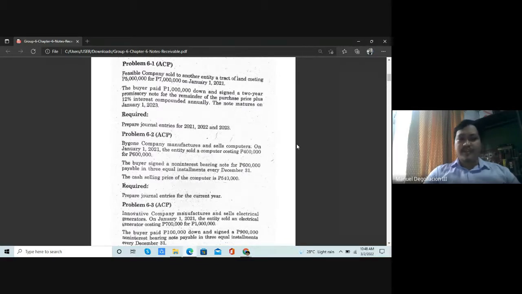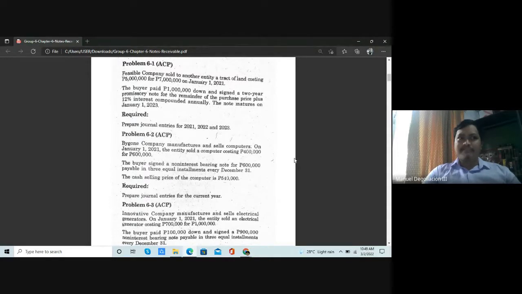So regardless of how long we will be able to actually collect our accounts receivable, the thinking there is that the collection would happen within your normal operating cycle. So if your normal operating cycle will go beyond 1 year, that's fine, as long as it is within the normal bounds of your operations. Whereas your notes receivable can actually go beyond 1 year, 2 years, 3 years, depending on how much time you will be giving to your customers.